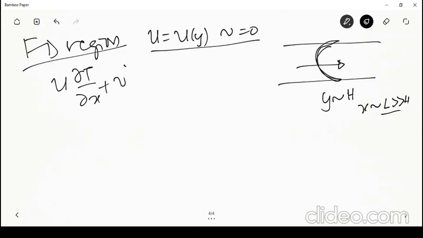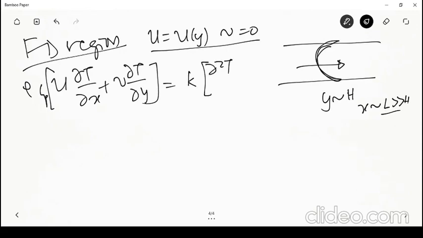So if you write this equation, (u ∂T/∂x + v ∂T/∂y), the whole thing multiplied by ρCp, is equal to k into (∂²T/∂x² + ∂²T/∂y²). This is your convection diffusion equation for the two-dimensional case.